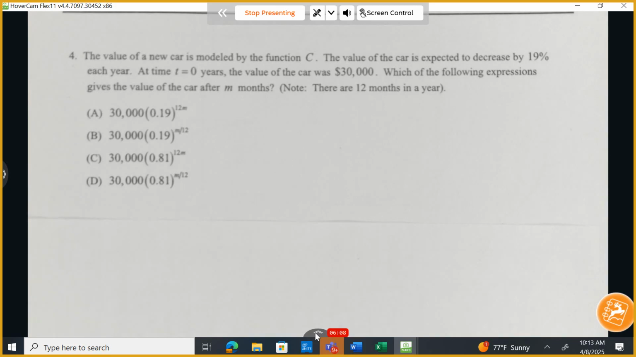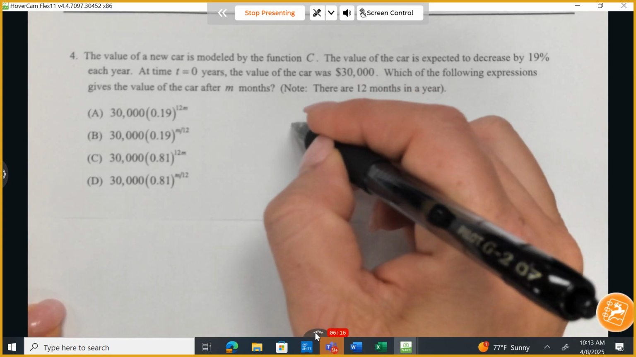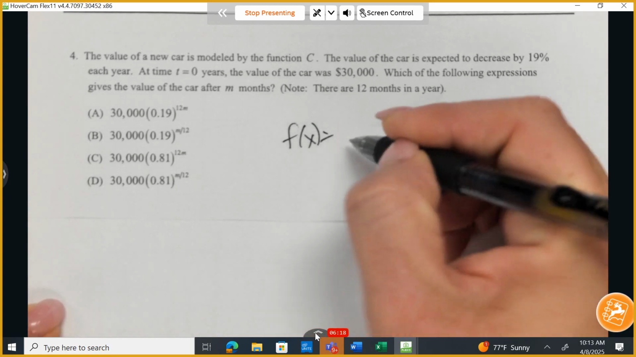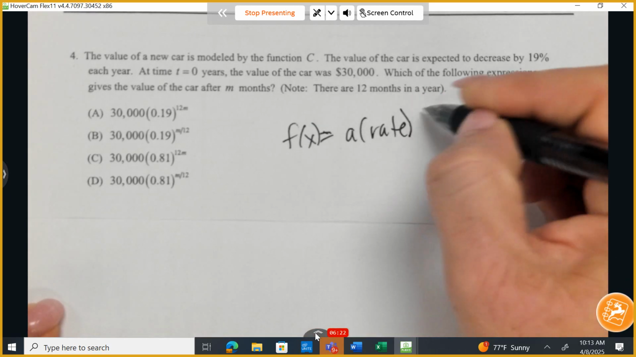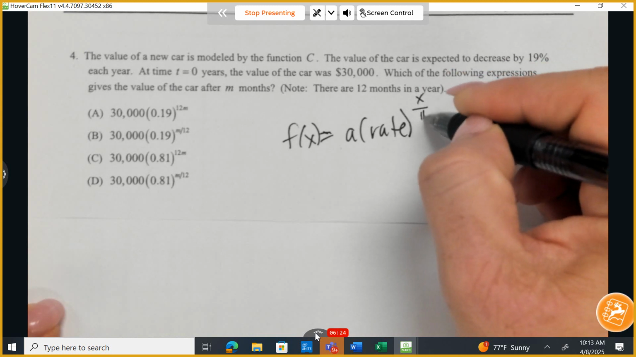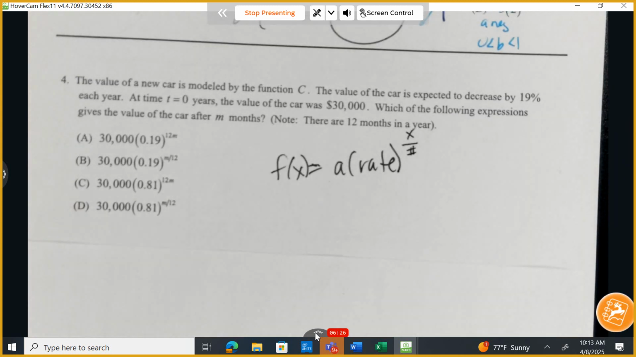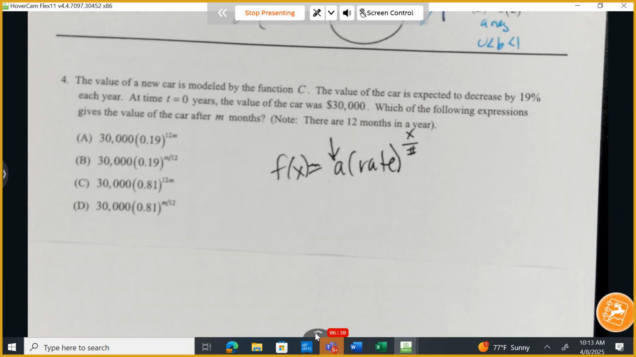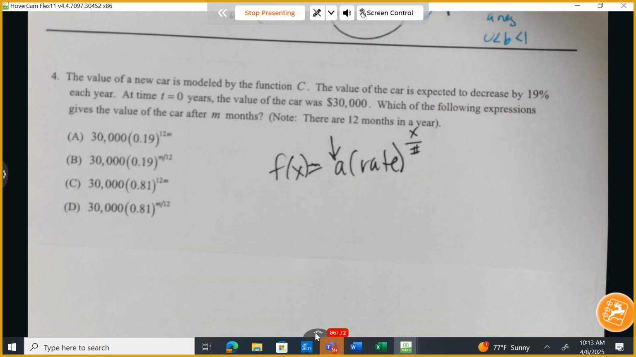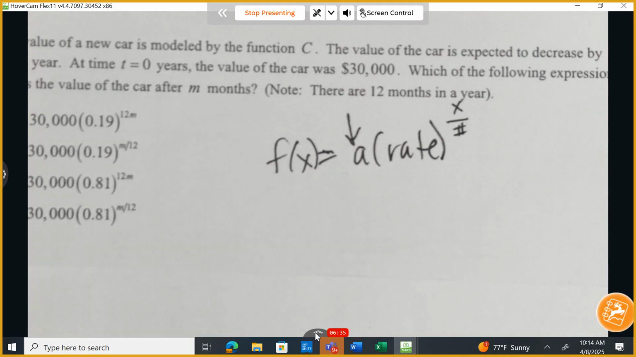Okay, so you're going to go ahead and read number 4, and then we need to talk about when we take these exponential functions and model them with word problems, we have things like this. I'm just going to write this down right now. I have a, I have a rate, and then I have x over some number. Let me tell you what all this means. This a value, and I would write this down unless you felt super confident, that a value is your initial amount.